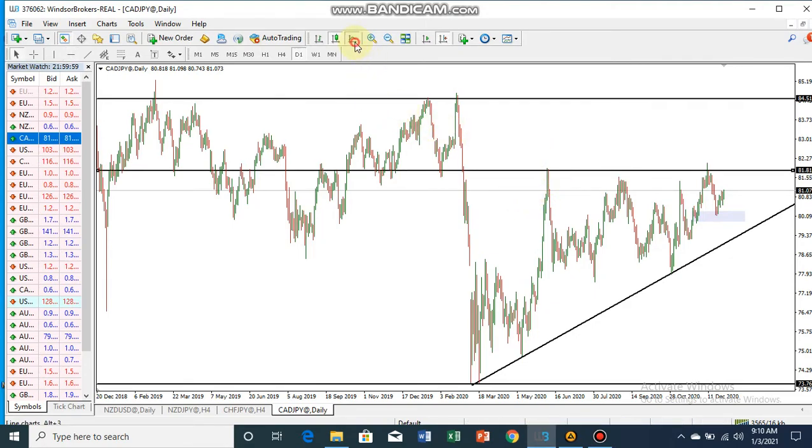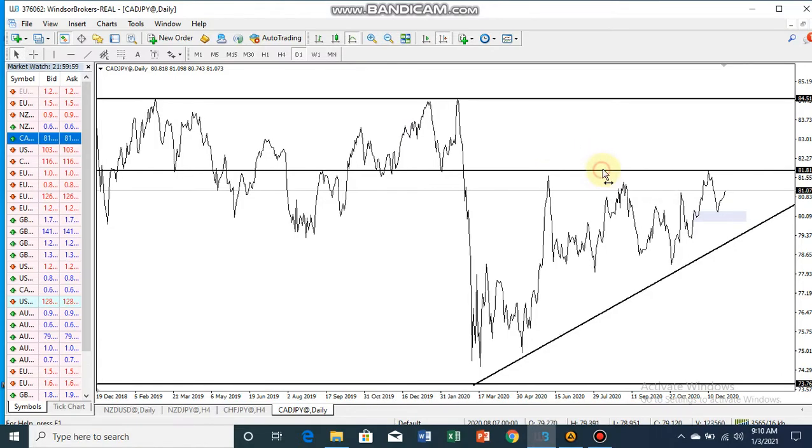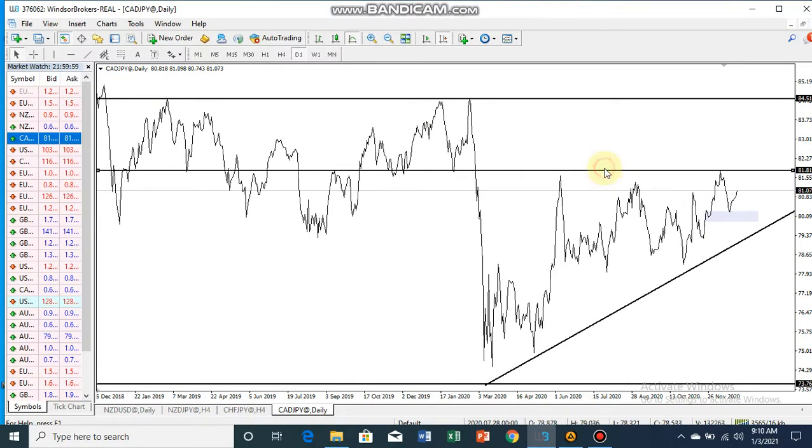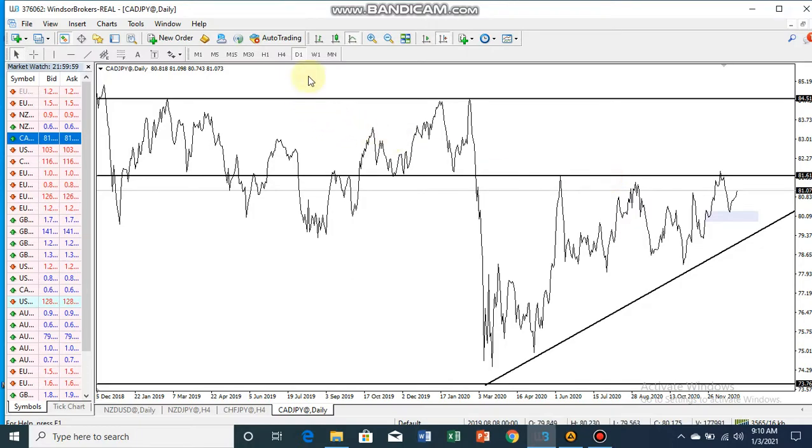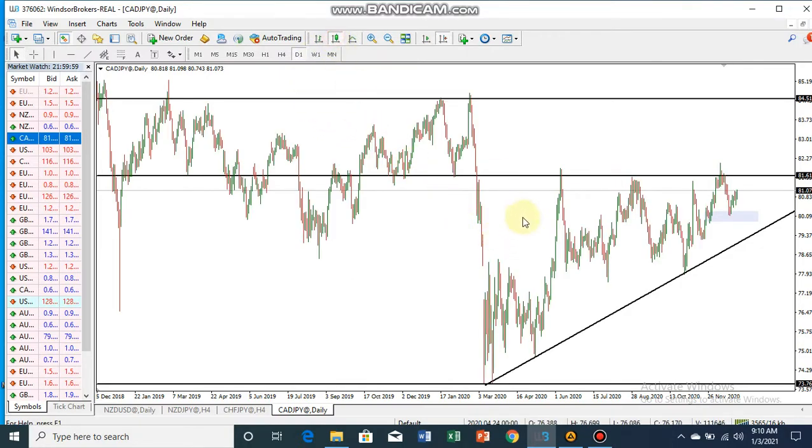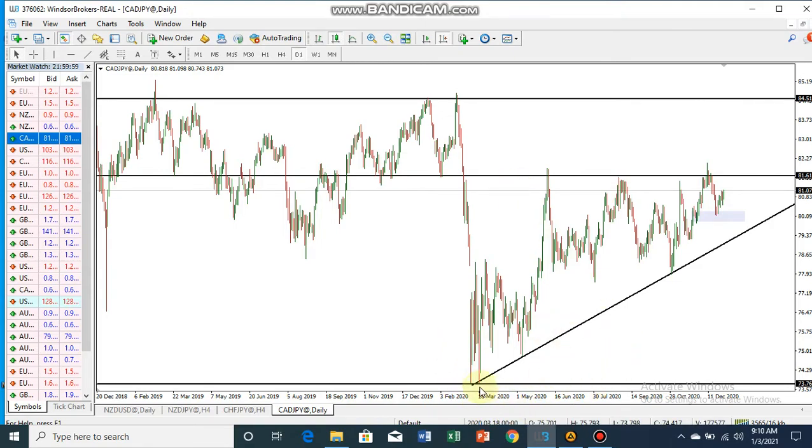Wait, let me check. Okay, this is what we have now. We have the first touch on our support, on our trend line here. First touch, second touch. The third time it came back here, it confirms everything. It confirms that the trend line is valid. Hence you know how to identify a valid trend line.